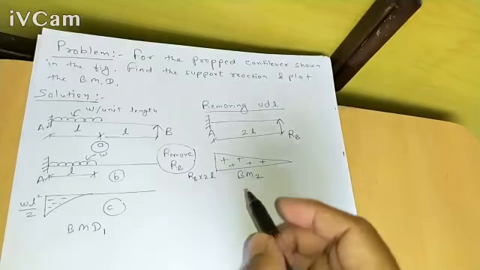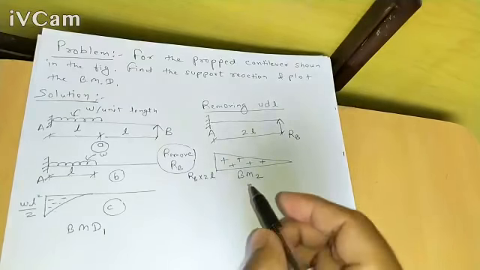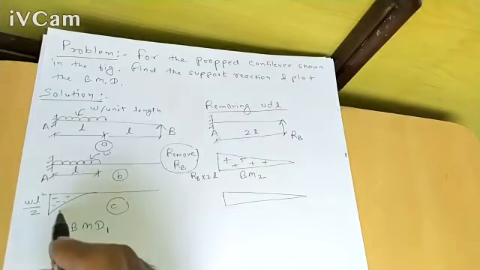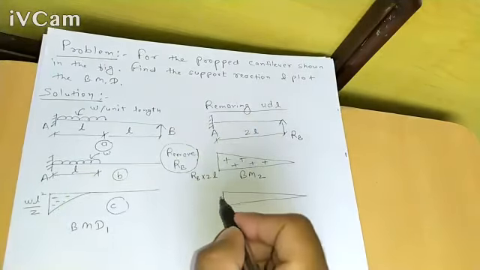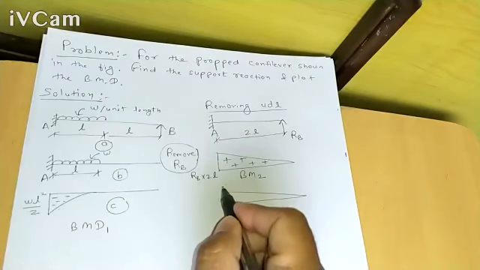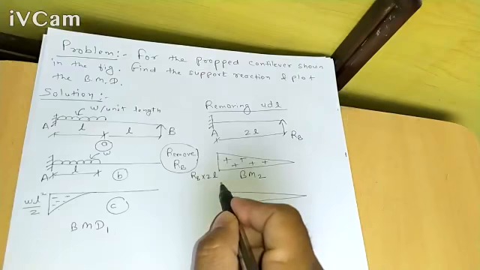So this is how you will get the bending moment diagram, where this is going to be negative one and this is going to be positive one. So you will get the final bending moment diagram like this.